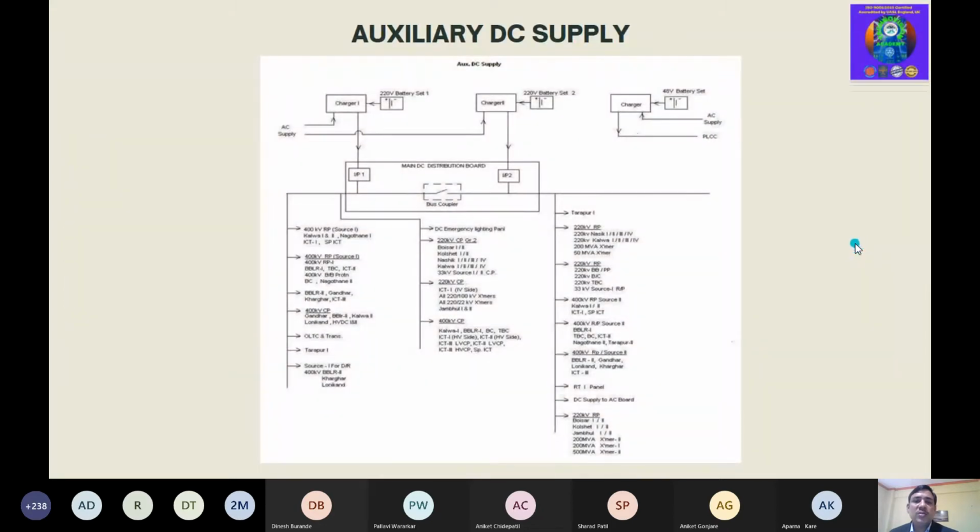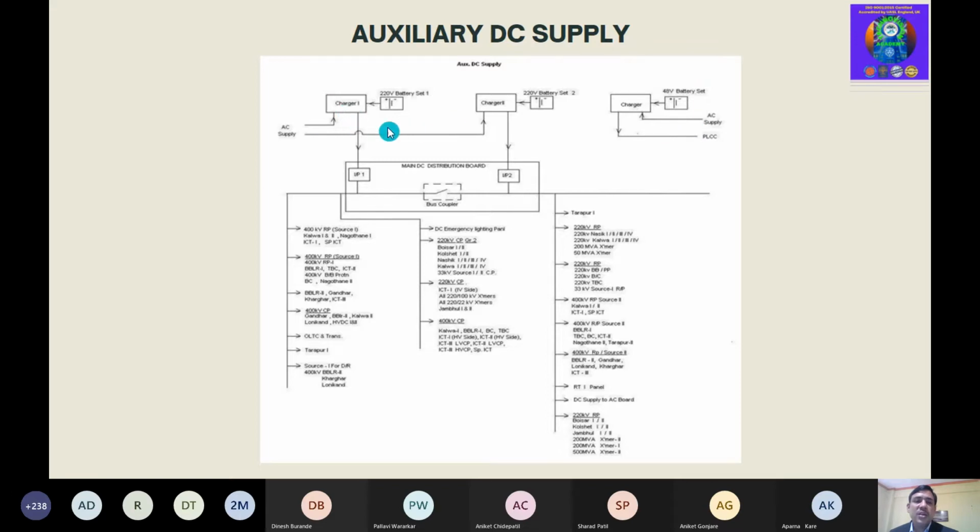So now we will look at the DC supply in the EHV substation. How is the arrangement of DC supply in any EHV substation? Generally, for the control and protection, we have a two charger system. And particularly for the communication, we have a separate charger system. It may be one charger or it may be a redundant charger also. If it is a more important substation, then there is a redundant charger for communication also.